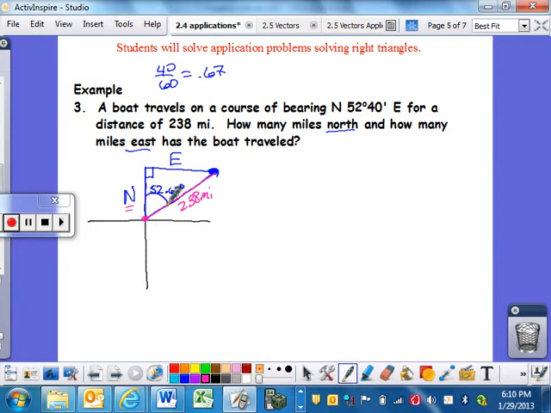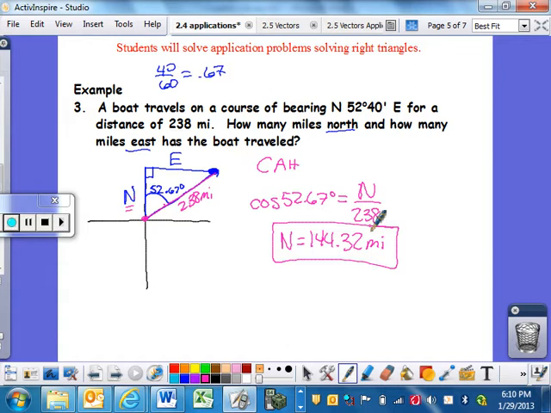So if I use my angle that's given, and I want north, that's going to be the adjacent side, and I'm given the hypotenuse. Adjacent, hypotenuse, I'm going to use cosine. So cosine of my 52.67 degree angle equals n over 238. To solve, you just multiply 238 to both sides, and then we will end up getting that n equals 144.32 miles. So we travel 144 miles north.